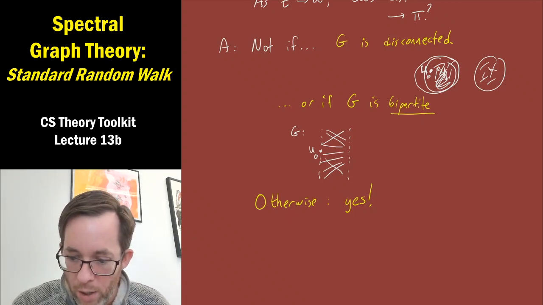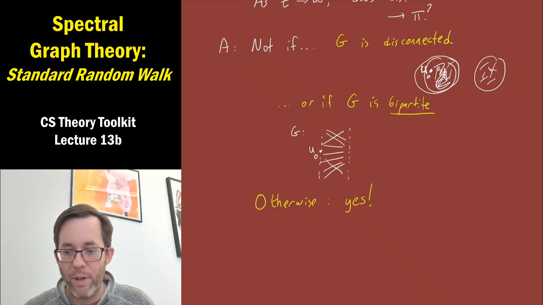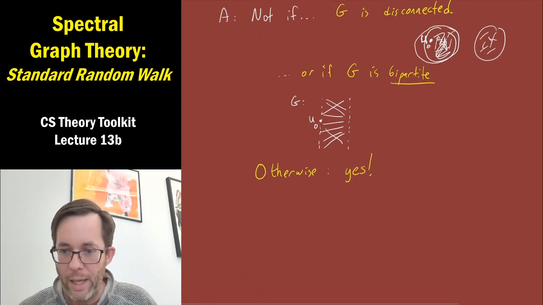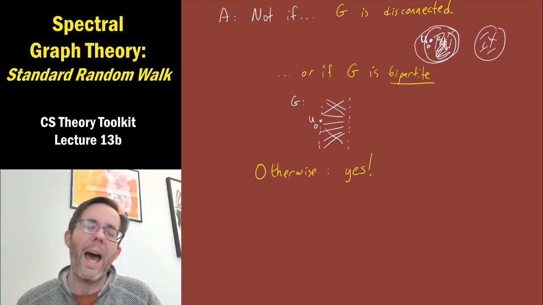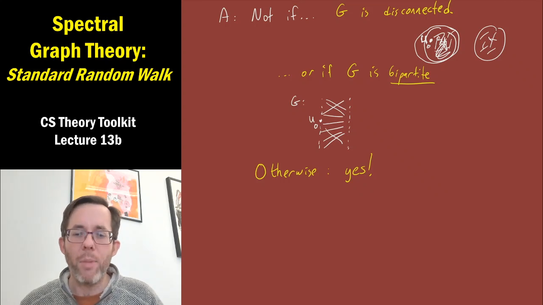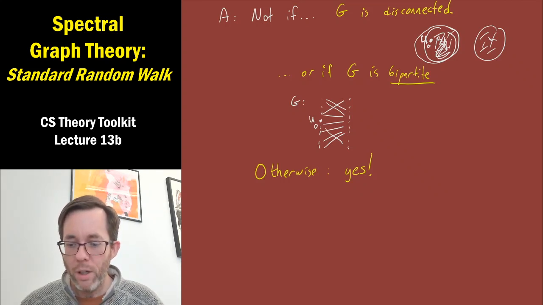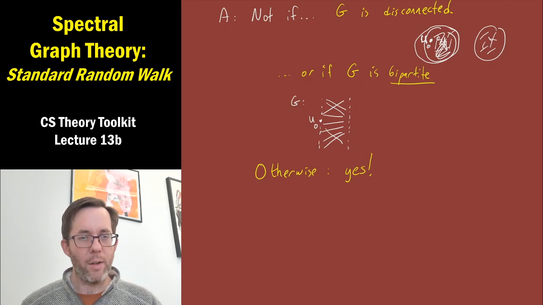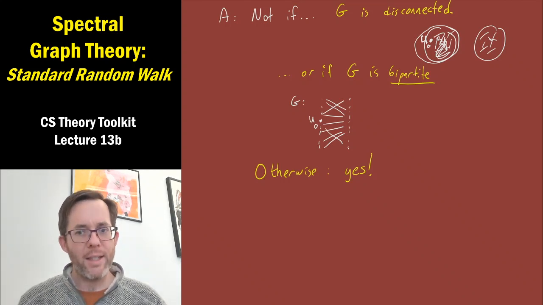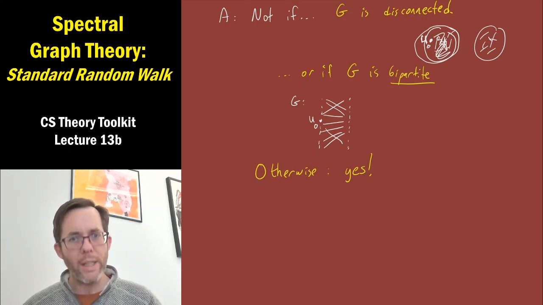So that's another nice property of the invariant distribution. It's sort of the limiting distribution as long as your graph is connected and not bipartite. But in CS theory, we're not just interested in the limit as t goes to infinity. We always want to know quantitative bounds.